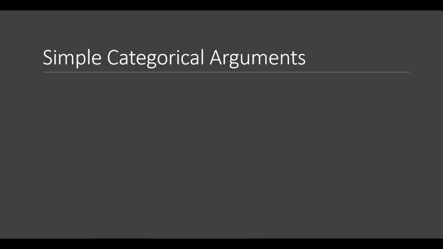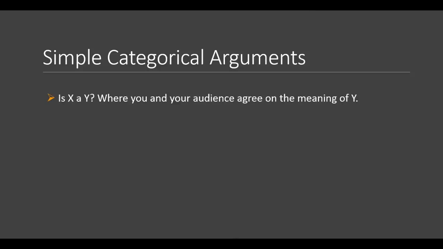The first type of claim we will discuss is simple categorical argument. In this type of claim, you try to show if X is a Y, where you and your audience agree on the meaning of Y. A categorical claim can be said to be simple if there is no disagreement about the definition of the category into which a person, event, or phenomenon is placed. The strategy for conducting a simple categorical argument is to provide examples and evidence to show that X does or does not belong to category Y.